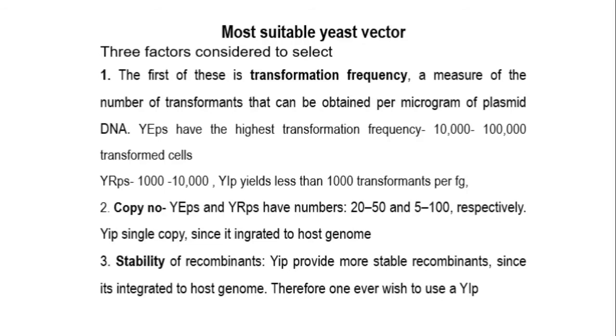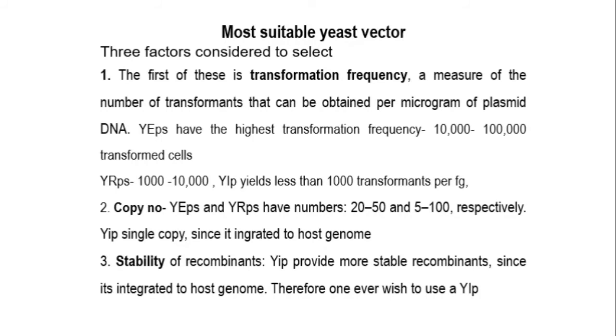When considering the most suitable yeast vector, we take three factors. One is the transformation frequency. Transformation frequency means the number of transformed cells formed after the transformation process. In the case of YEP, 10,000 to 1 lakh transformed cells will be present, and in the case of YRP, 10,000 to 100,000. But in the case of YAP, fewer than 1,000 transformed cells will be formed.